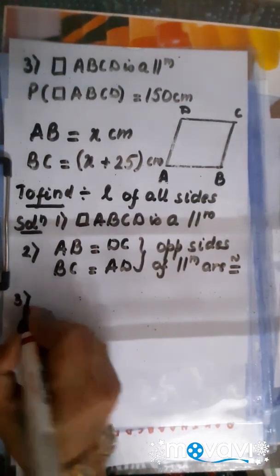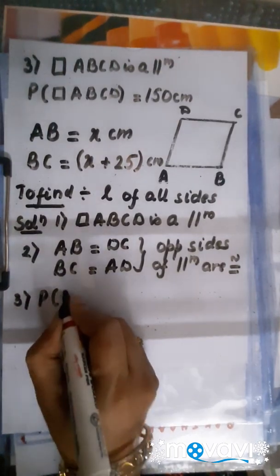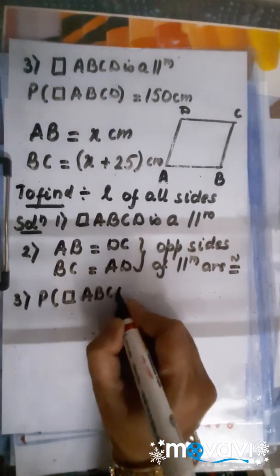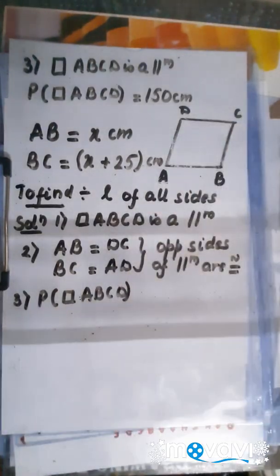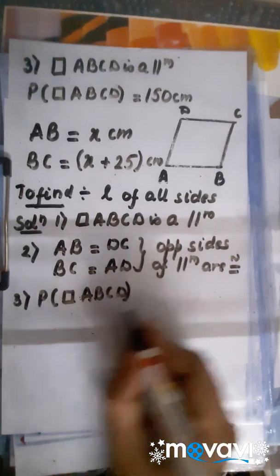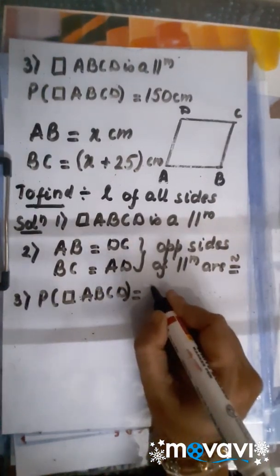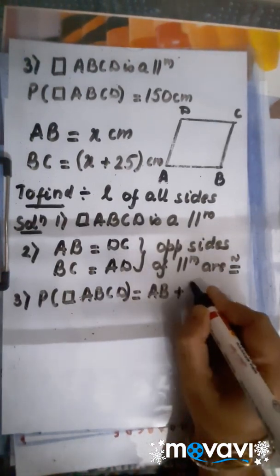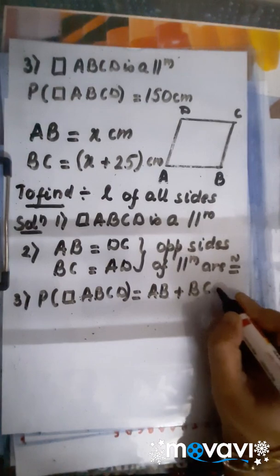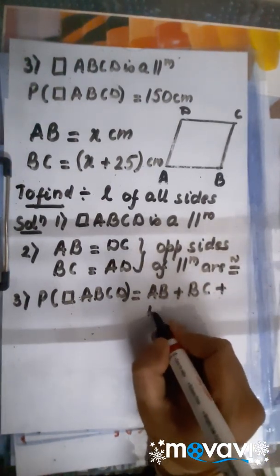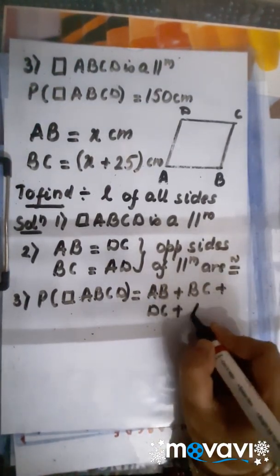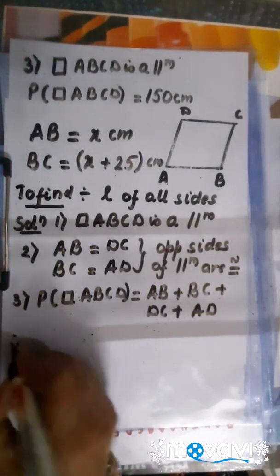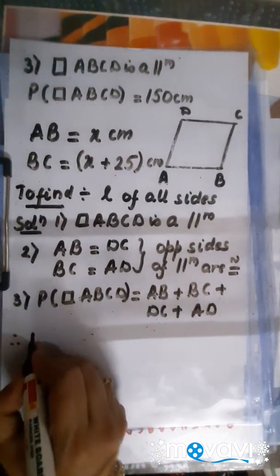Third statement. Now, what is the perimeter of quadrilateral ABCD? If you remember, you can say 2 times AB plus BC, or if you cannot, you simply write AB plus BC plus DC plus AD, adding all the sides. So therefore, what is the perimeter of ABCD? Perimeter of ABCD is 150.